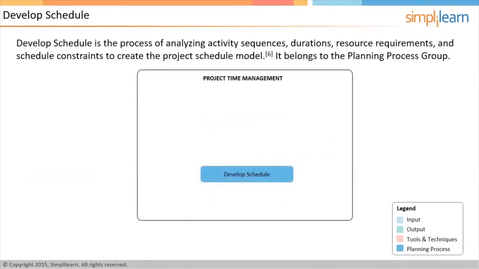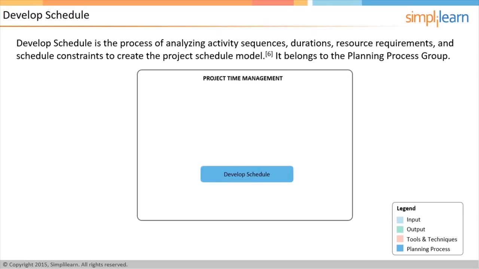Develop schedule is the process of analyzing activity sequences, durations, resource requirements, and schedule constraints to create the project schedule. It belongs to the planning process group. Generally, scheduling software is used for developing the project schedule. Entering the activities, durations, and resources into a scheduling tool generates a schedule with planned dates for completing project activities.